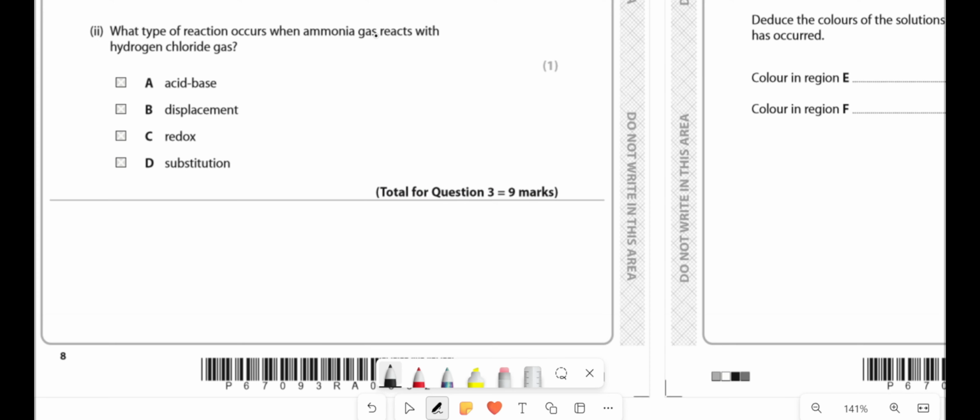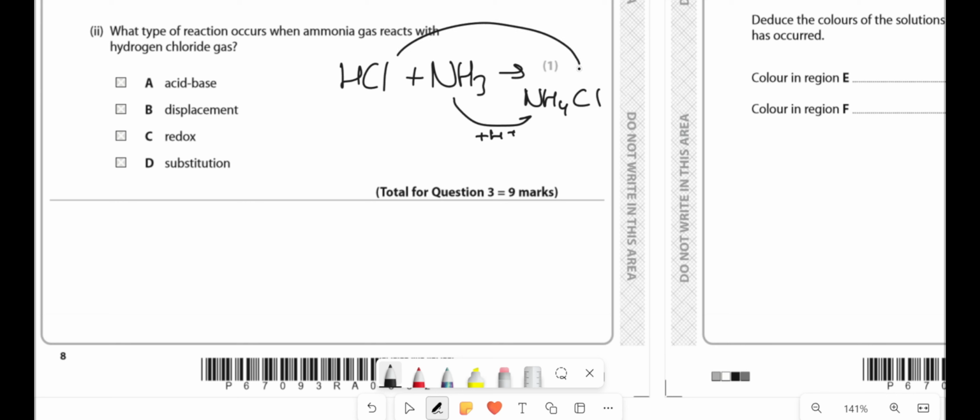Now, what type of reaction happens when ammonia gas reacts with hydrogen chloride gas, so HCl plus NH3? The only thing that you can possibly make, well, you should be able to recognize, is that you're going to make NH4Cl. So the NH3 has become NH4+, so it's gained an H+. The HCl has become the Cl-, it has lost an H+. If it's lost an H+, it's acting as an acid. If it's gained an H+, it's a base. No matter what it is in the universe.